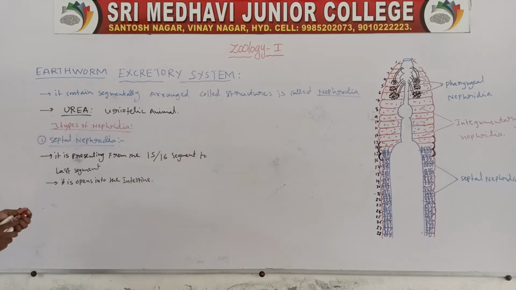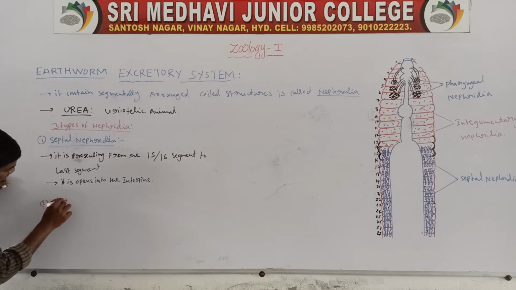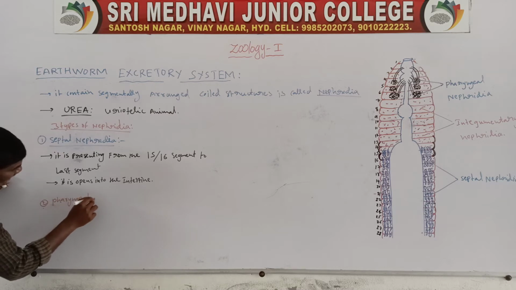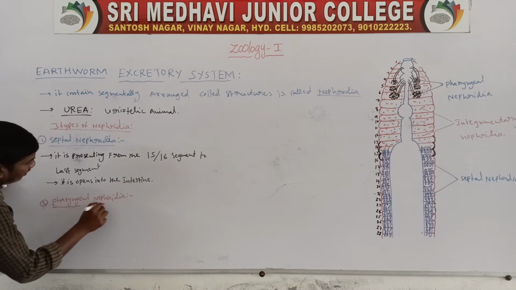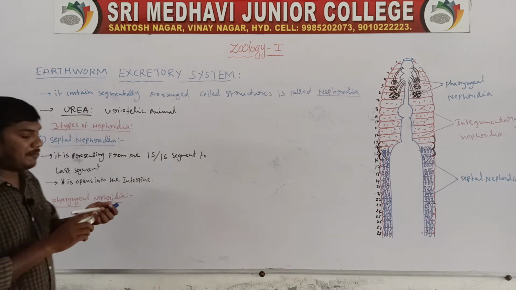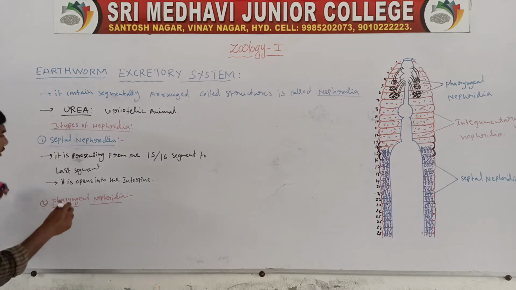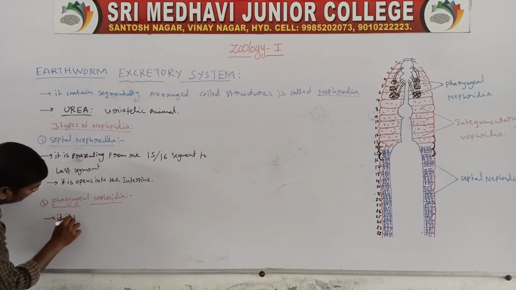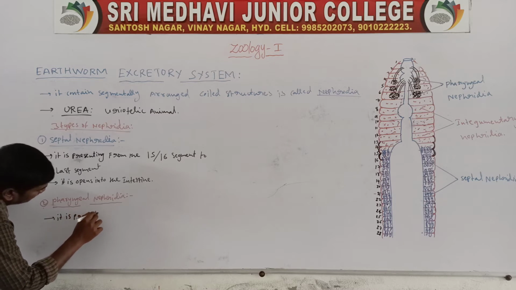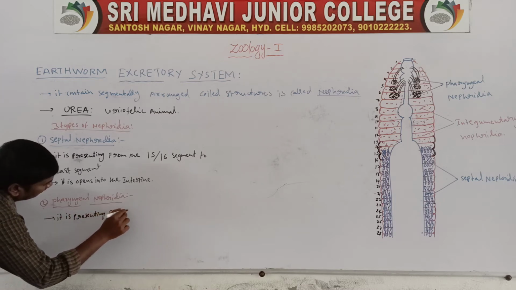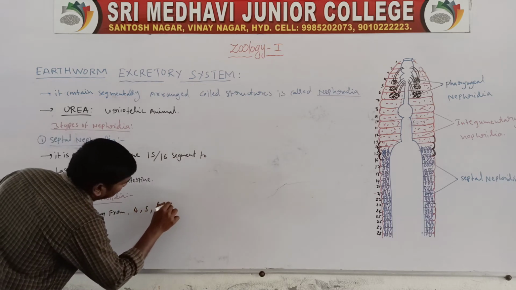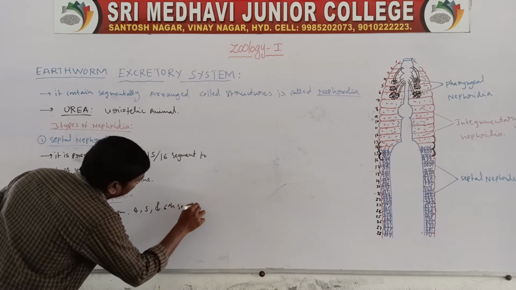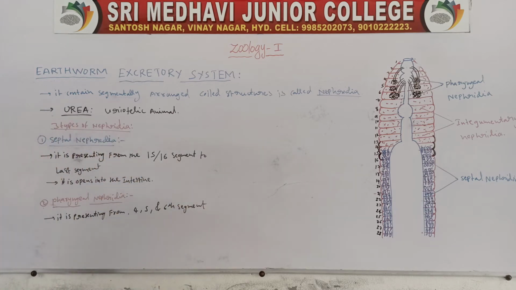Second one, pharyngeal nephridia. This pharyngeal nephridia is present in the 4th, 5th and 6th segments.